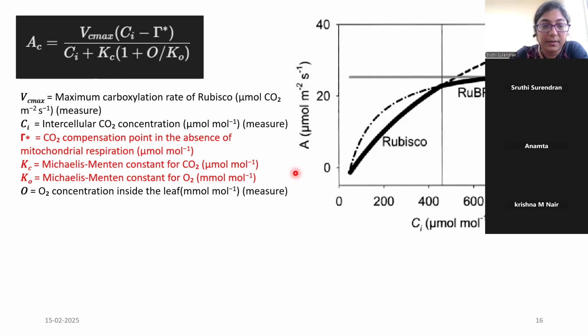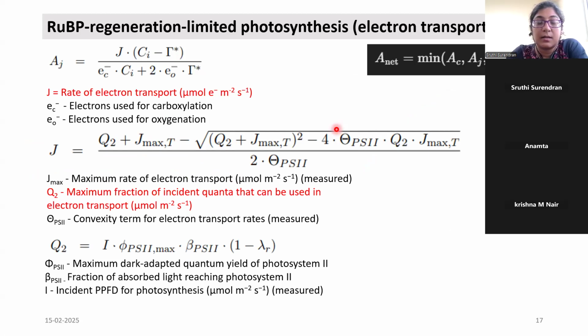Next are the limiting phases. So we found out how to estimate the photosynthetic rate in the Rubisco limited phase of photosynthesis. Now next let's see how we can estimate the photosynthetic rate during the RuBP regeneration limited phase. Now RuBP regeneration limited photosynthesis is also called the electron transport limited rate of photosynthesis.